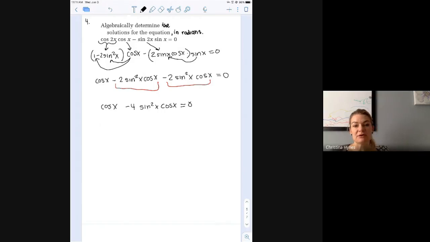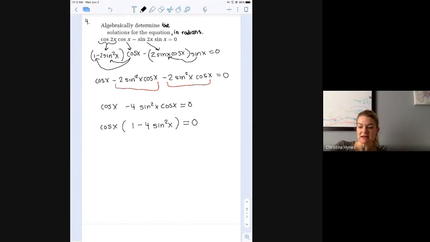Now, just like in the previous question, if you see something in common, factor it. So I see that they both have a cos x in common. So I'm going to factor it outside of the brackets, leaving me with 1 minus 4 sine squared x equaling 0. And this is where it's perfect. This is what you want. You want each factor having its own trig ratio. You don't want to have a mix of ratios, which is what I was trying to eliminate from the start.